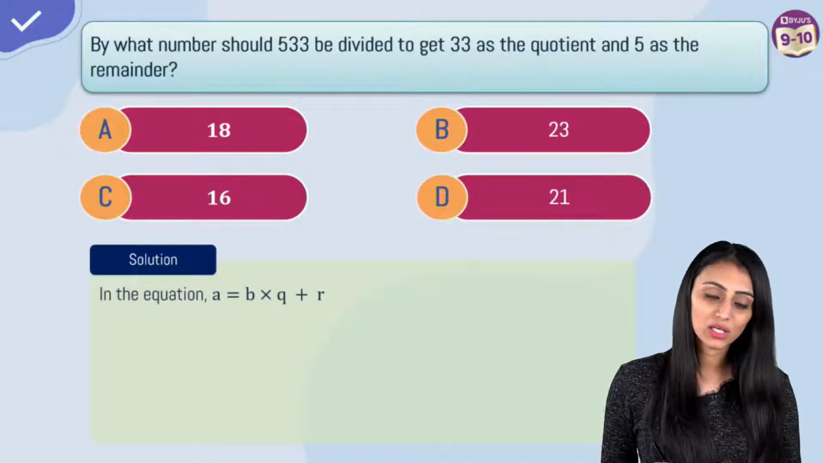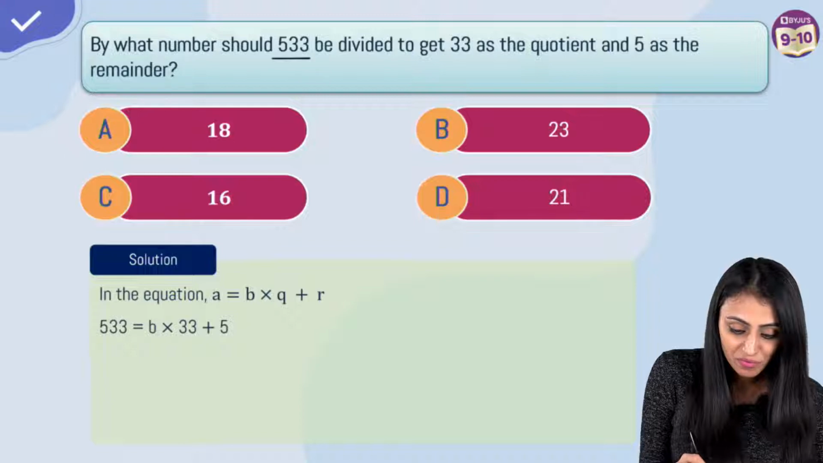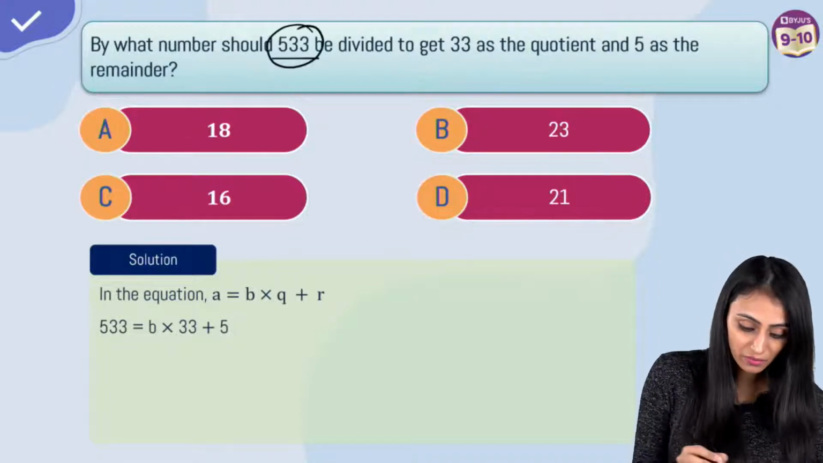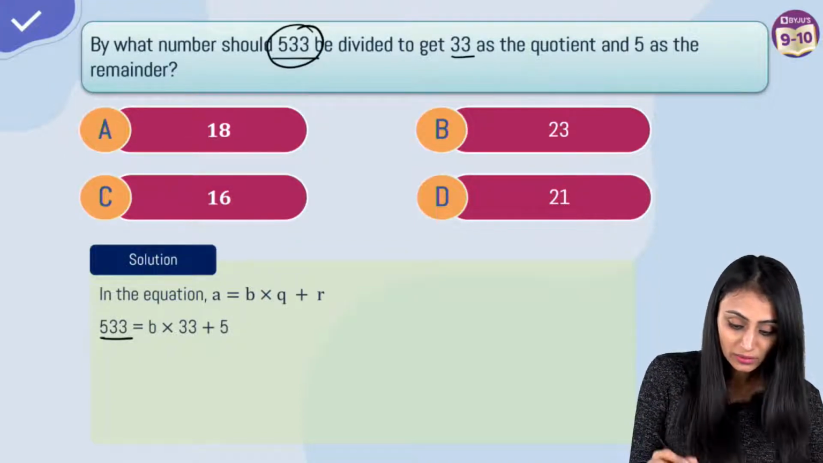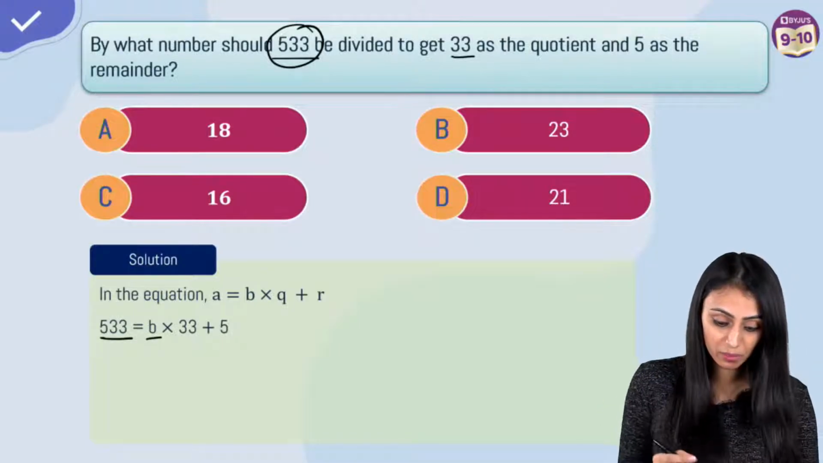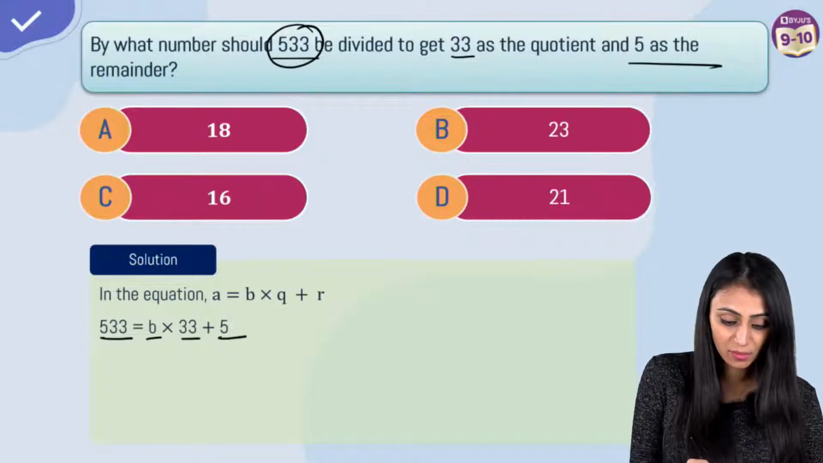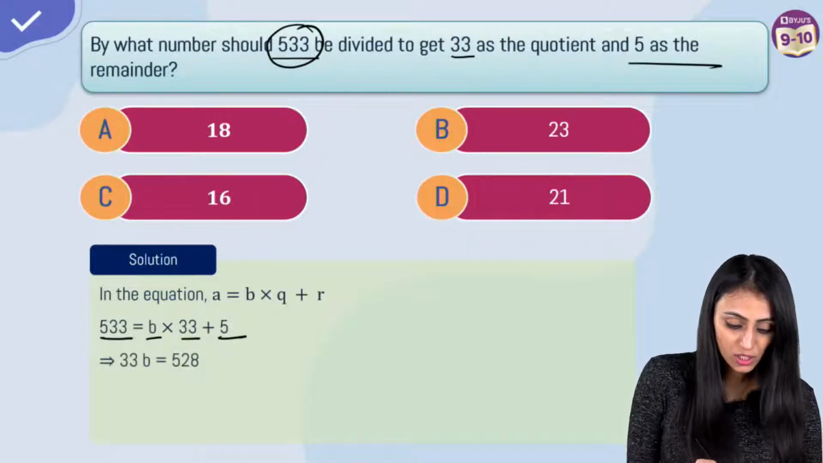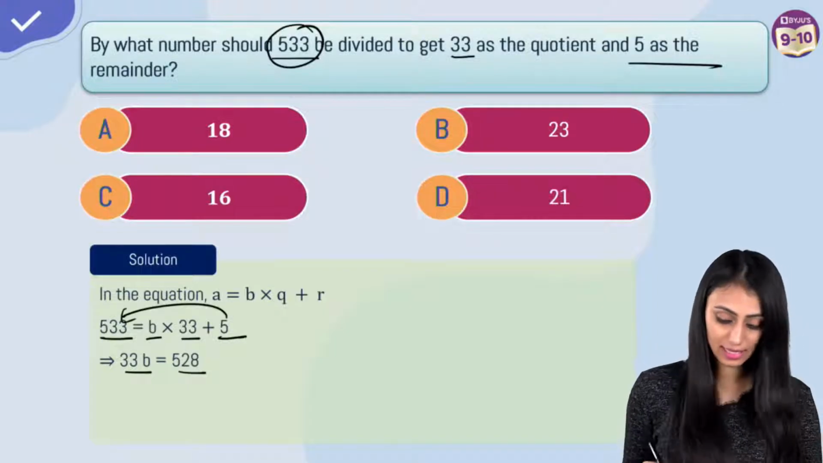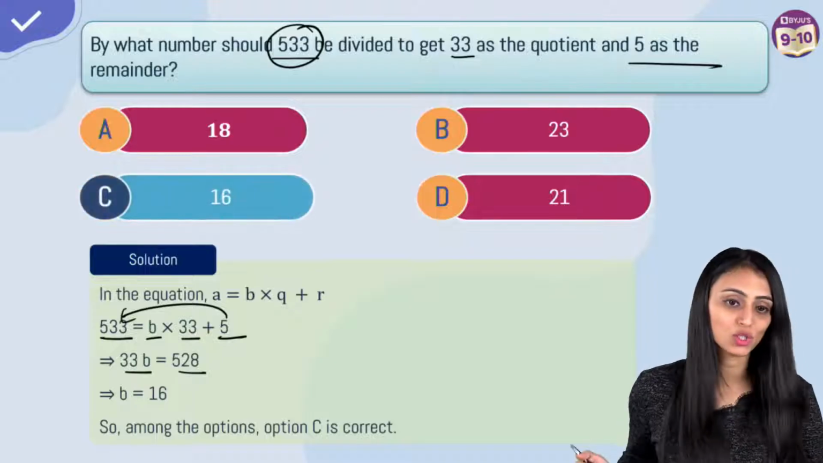So a equals bq plus r, that's Euclid's division lemma. A over here, by what number should 533 be divided? So that's the dividend, which is basically a over here. To get 33 as quotient, we don't know by what it should be divided, we need to find b, right? 33 should be the quotient and 5 as the remainder, so r is 5. So this is going to be 33b plus 5 equals 533, so 33b equals 528 if I take this to the other side. So b would be equal to 16 in this case. That means option C, that's going to be the right answer.